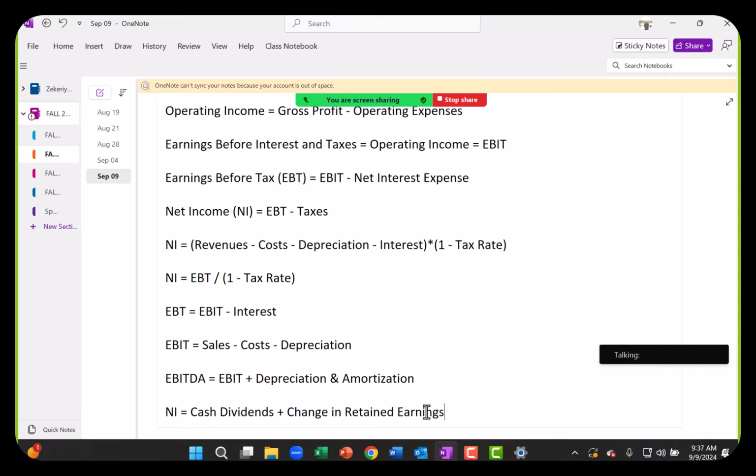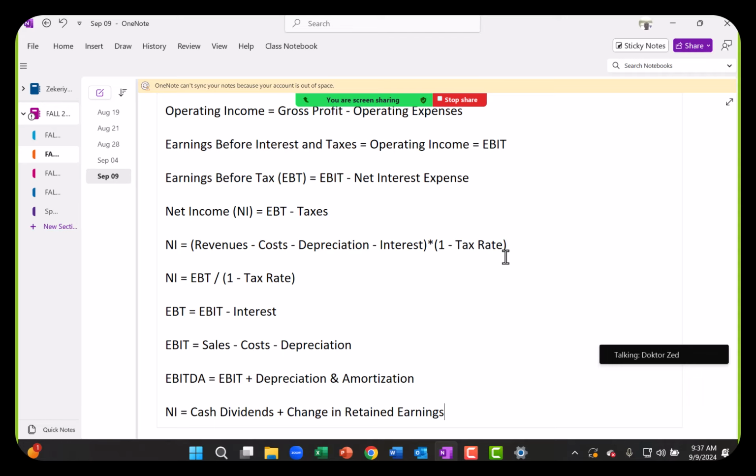In certain problems, I don't tell you what net income is, and I want you to figure out how much the depreciation was. But I tell you revenues, costs, interest, tax rate, and you're probably thinking, how am I going to figure that out? Well, think of this equation. 1, 2, 3, 4, 5, 6 things, right? I told you 4 of those things: revenues, costs, interest, and tax rates. But I'm looking for depreciation.